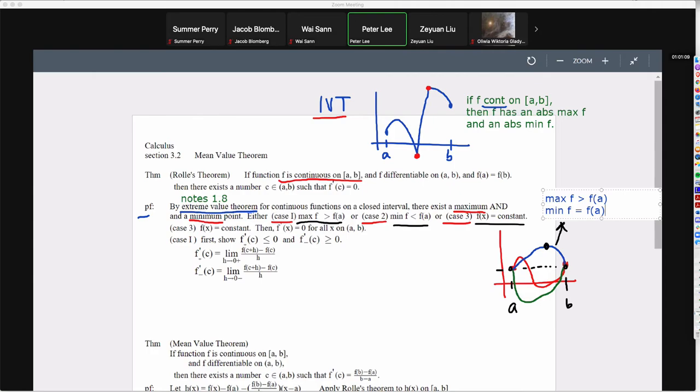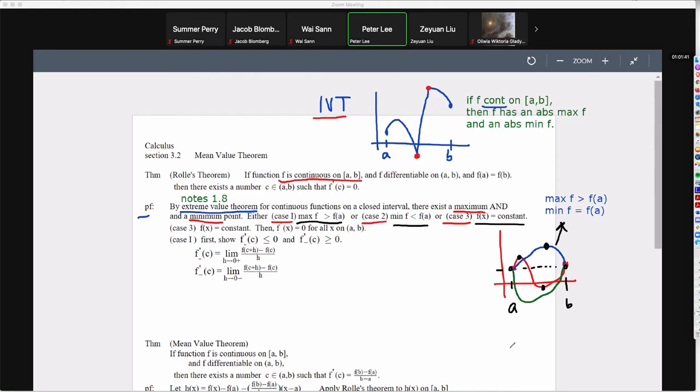Now, if you look at the red curve, what is true about it? Is the red curve case 1 or case 2 or case 3? Which one is it? Case 1 and 2, that's right. The red curve is under case 1, and it could also belong to case 2. Because case 1 says the maximum is higher than f of a, and the minimum is actually lower than f of a. So this red curve belongs to case 1 and 2.